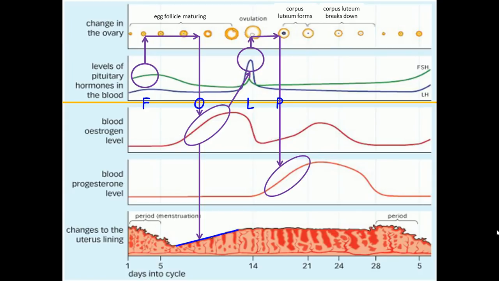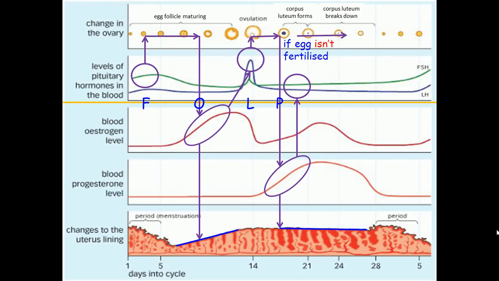The corpus luteum secretes progesterone. An increase in progesterone, as we said earlier, maintains the thickness of the uterus lining. However, here the progesterone inhibits FSH and LH. So this is a good example of negative feedback.